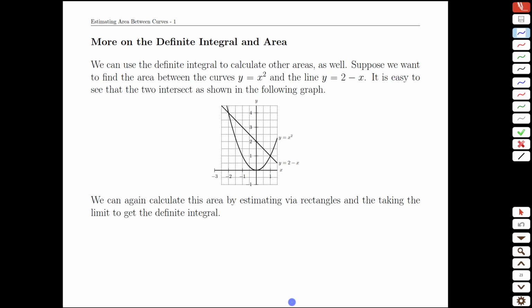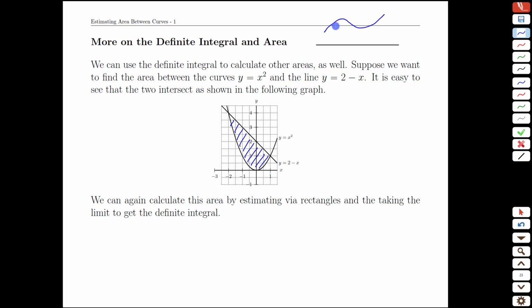In this video, we're going to look at how we can construct definite integrals for slightly different scenarios related to area, though, still. Consider for a moment this graph here and the region that's implicitly defined, or enclosed, between the graph of y equals x squared, a nice parabola, and the straight line y equals 2 minus x. The area is clearly well defined, and it seems something similar to what we've done before, but it is a bit different.